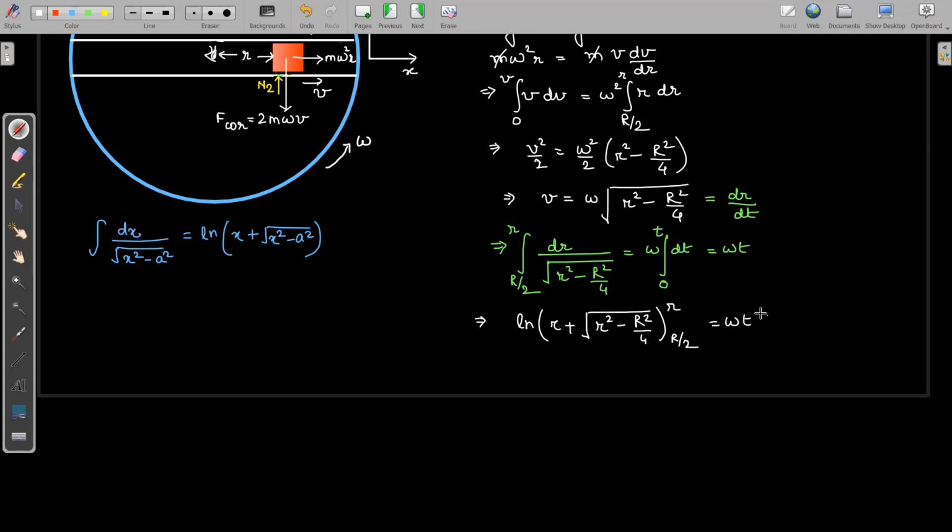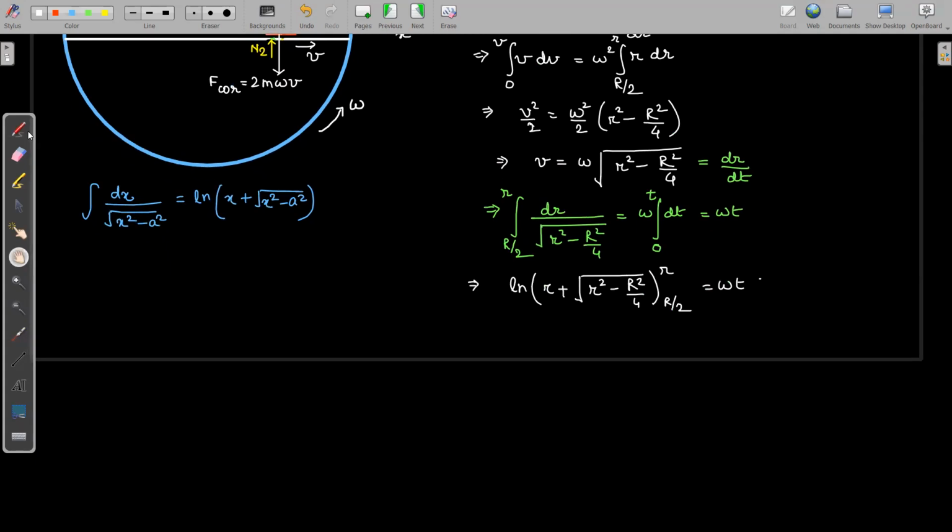This is equal to omega t. Now first we'll put the value of small r. So we'll get ln of (small r plus under root small r square minus capital R square by 4) minus, if you put r by 2 over here, capital R by 2, then you can see that this under root term gets cancelled out. It becomes 0. So we'll be left with only ln of R by 2.